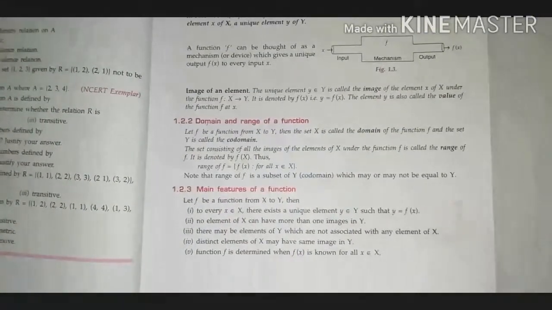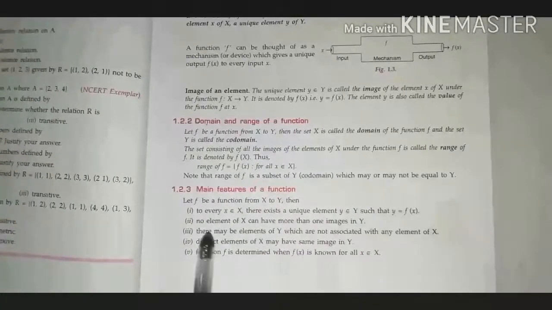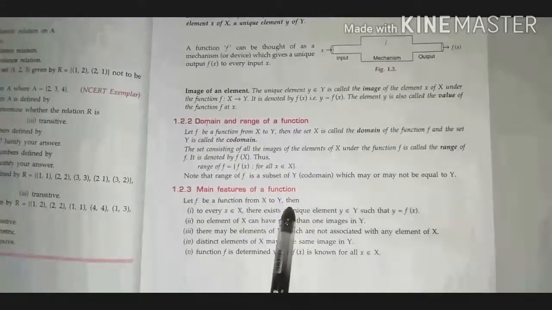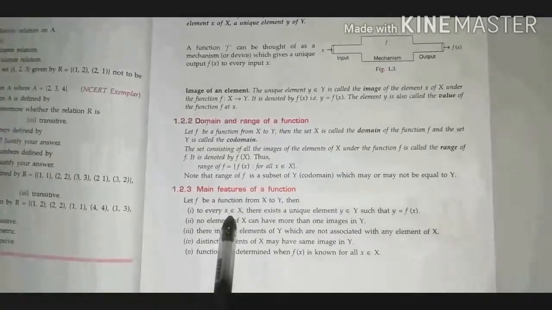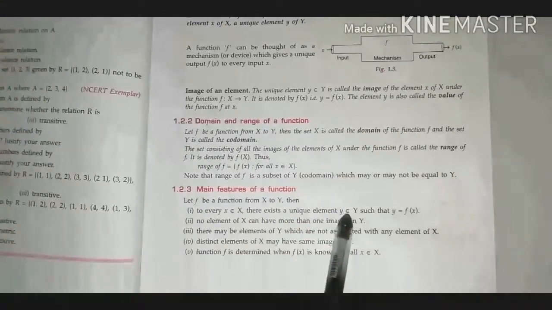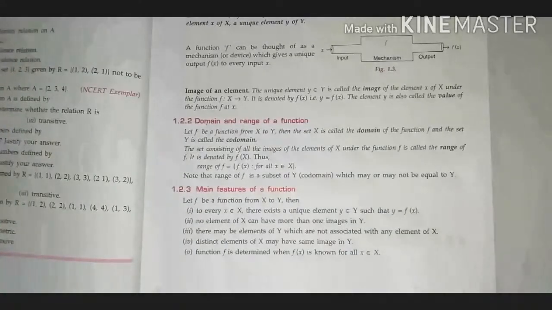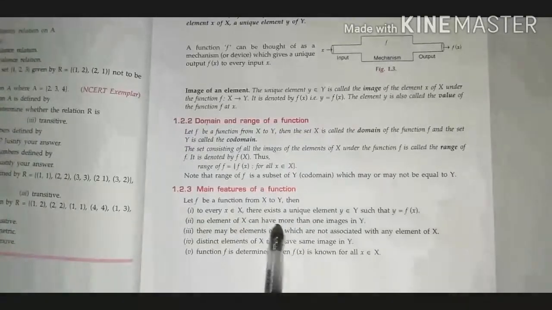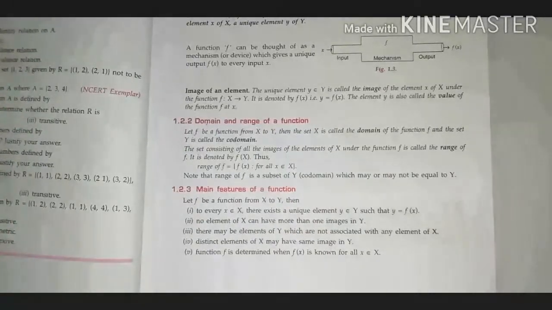So here the main features of functions are given. Let f be a function from X to Y. Then the first one: to every x belongs to X, there exists a unique element y belongs to Y such that y is equal to f of x. That is the basic definition of a function. And the second one: no element of X can have more than one image in Y. That is also a condition, because two conditions are there. This is the second condition. Any element in X should have a unique image in Y.